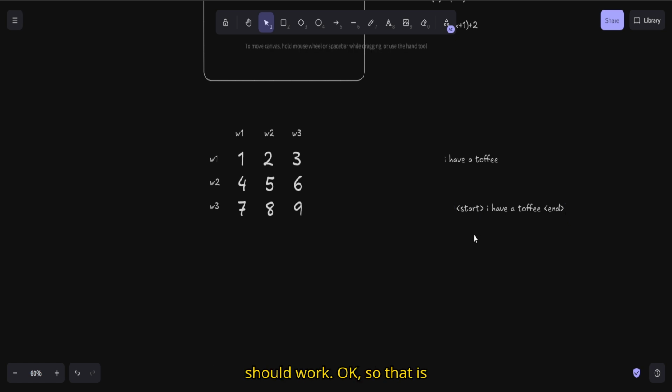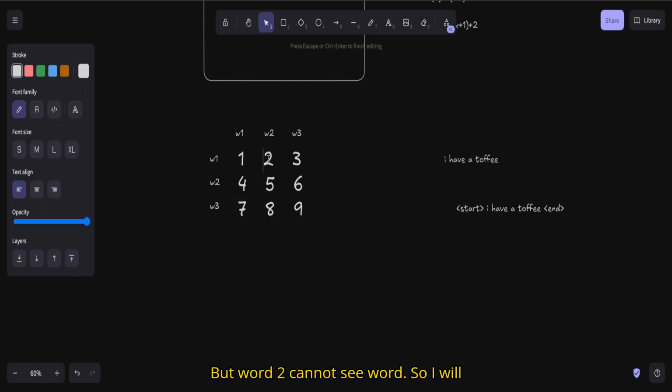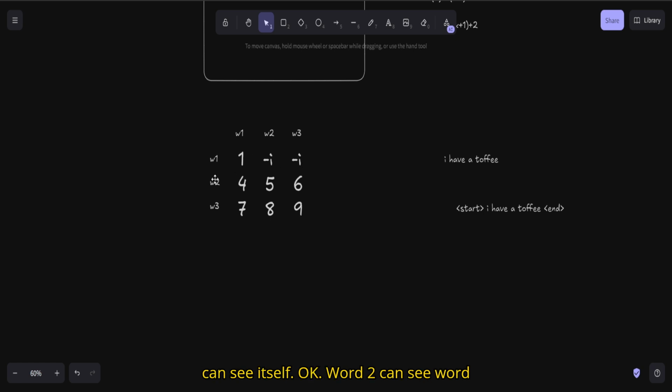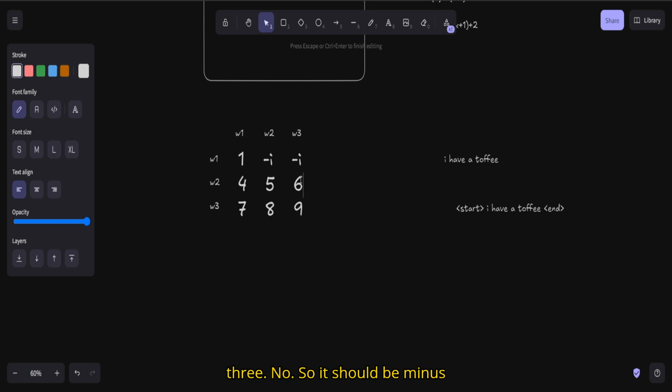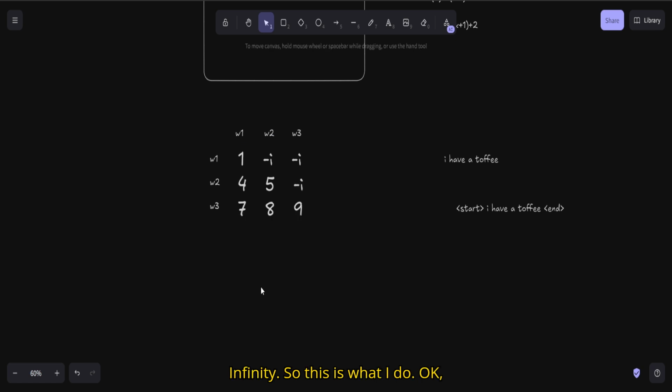So that is why we actually mask these values. See, word 1 can see word 1, so it's okay. But word 2 cannot see word 3, so I will make this value minus infinity. The next value also minus infinity. Here, word 2 can see word 1, okay. Word 2 can see itself, okay. Can word 2 see word 3? No. So it should be minus infinity. This is what I do. Since it is minus infinity, the chance of that value occurring at any time won't happen at all.